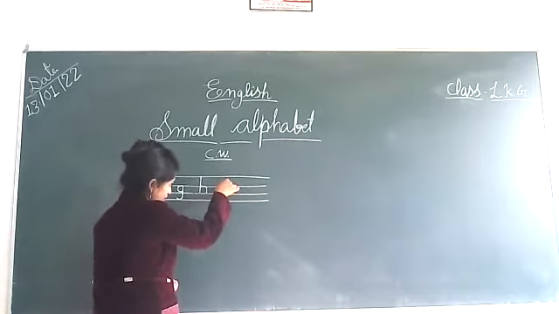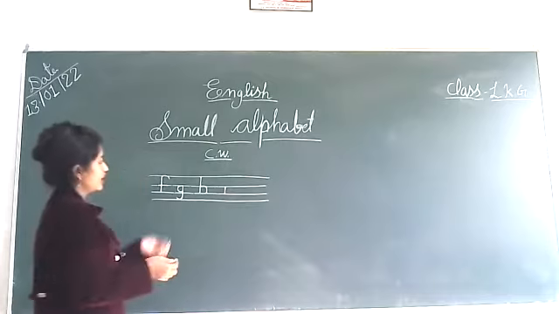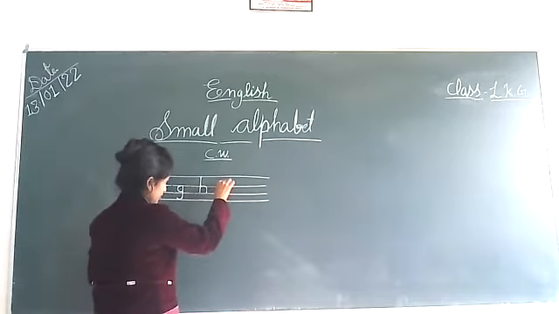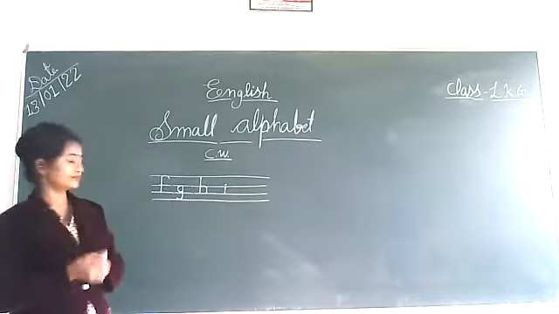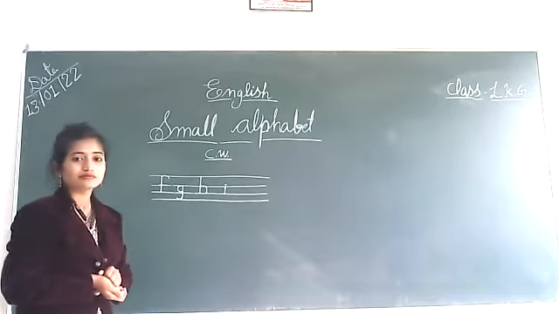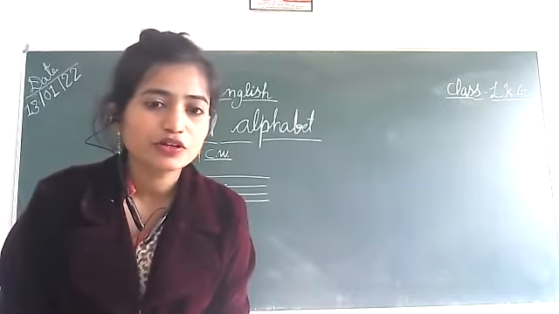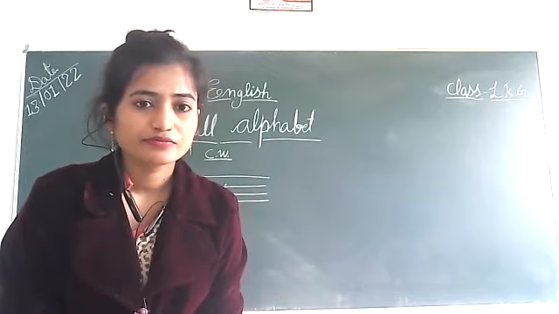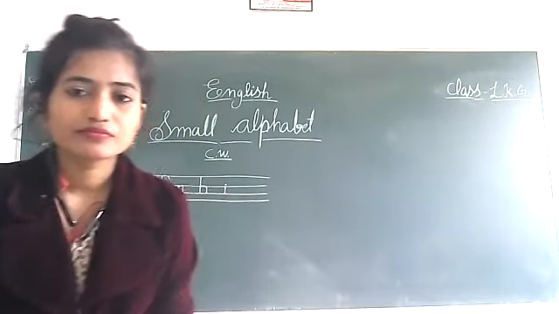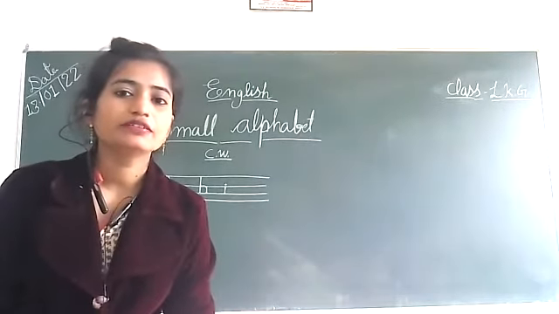I, like a small standing line like this. Make two blue lines and put the dot upside. You did? Show me your notebook, all of you. Show it to me. Very good, beta. Very good, Vivan.